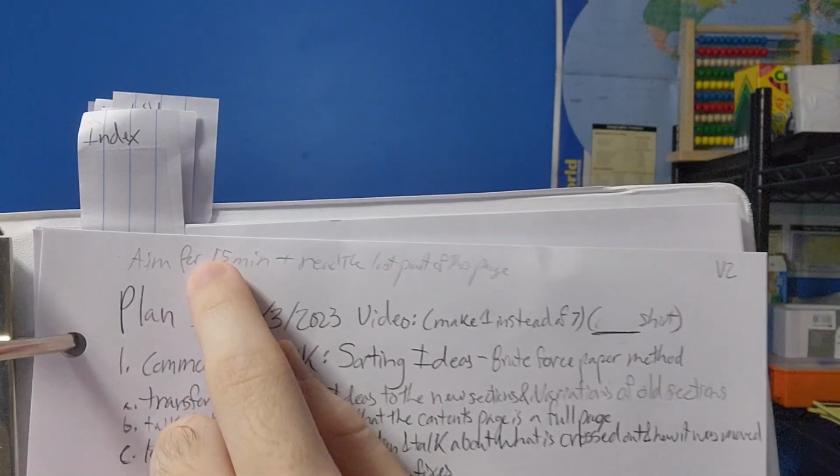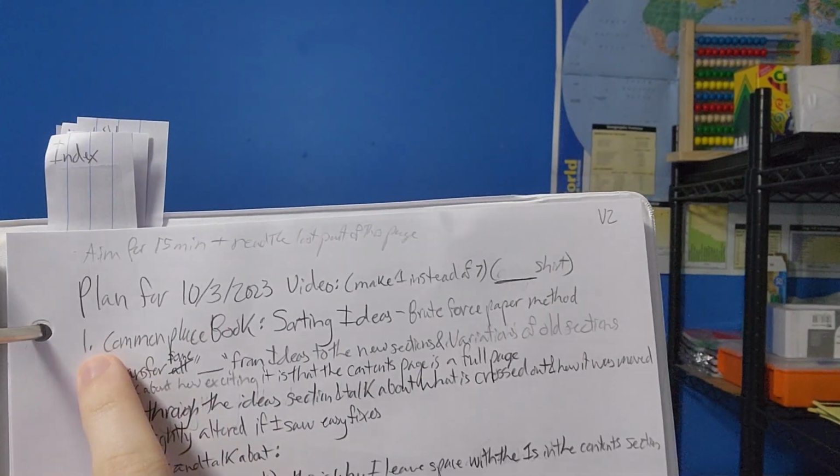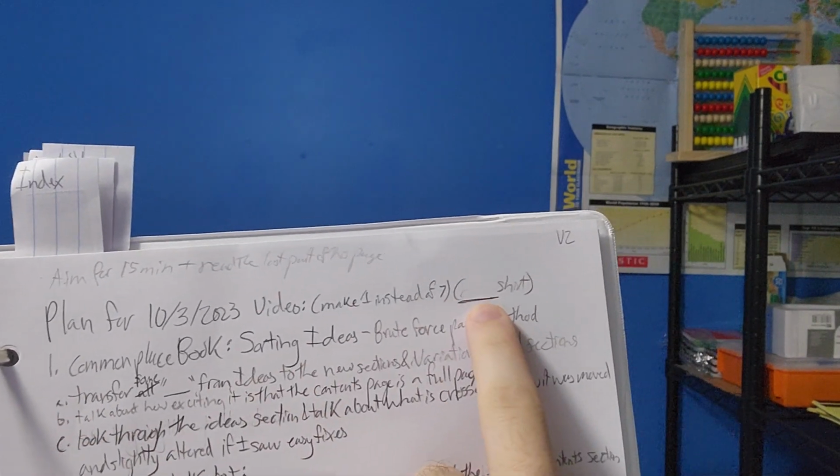So up here you can see I'm aiming for 15 minutes. It looks like we're approaching that. Only one, because only one video. I need to fill that in as green. And I think everything else is self-explanatory.